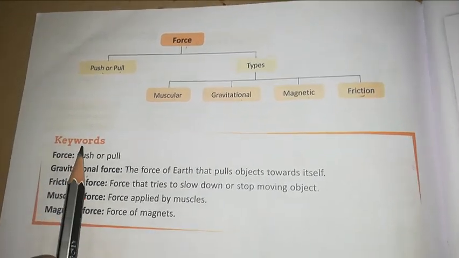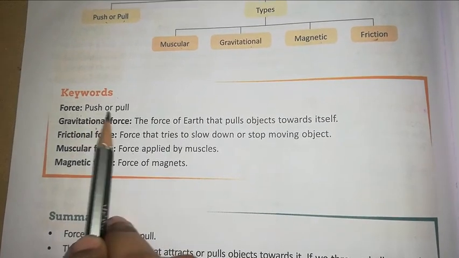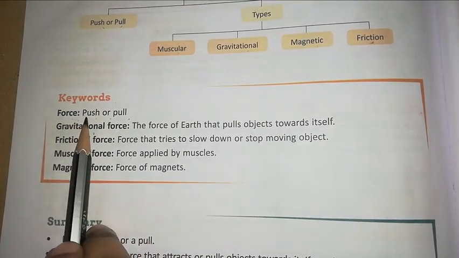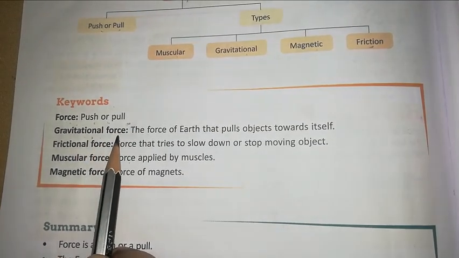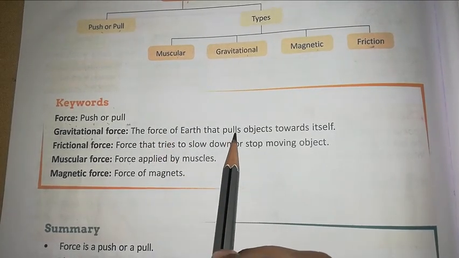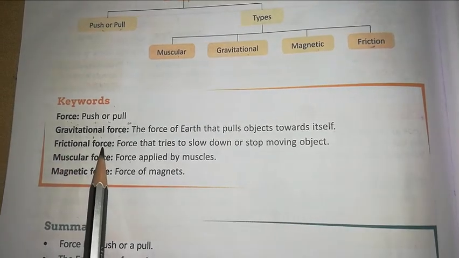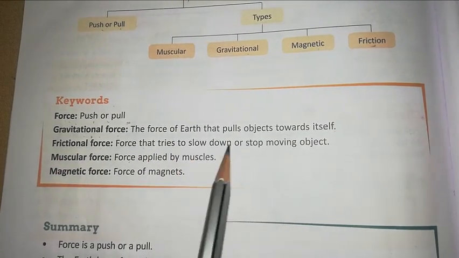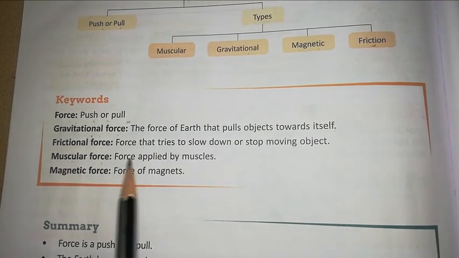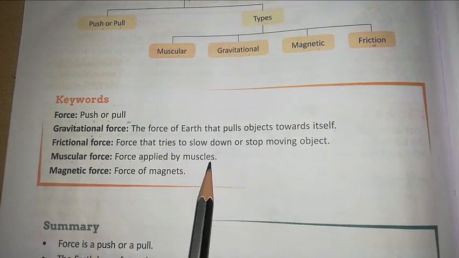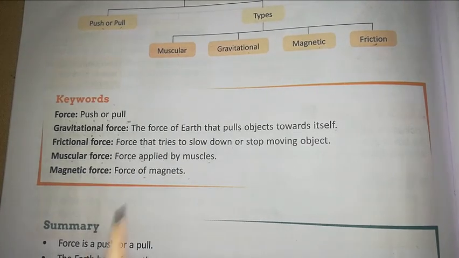Now, keywords. First one, force. Push or pull. Second one, gravitational force. The force of earth that pulls objects towards itself. Next one, frictional force. Force that tries to slow down or stop moving object. Muscular force. Force applied by muscles. Next one, magnetic force. Force of magnets.